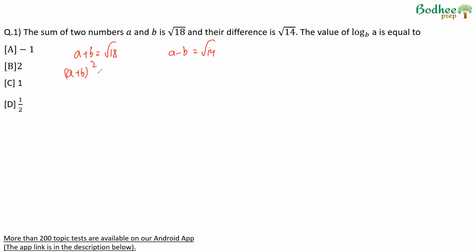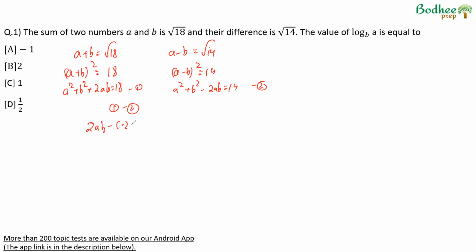A plus b whole squared is equal to 18, which means a square plus b square plus 2ab is equal to 18. And a minus b whole squared is equal to 14, which means a square plus b square minus 2ab is equal to 14. A square will not help me. I would rather work with the ab terms. If this is equation 1, this is equation 2, I am subtracting 2 from 1. So a square cancels, b square cancels, 2ab minus of minus 2ab will give me 4ab, and 18 minus 14 gives 4, which means 4ab is equal to 4, or ab is equal to 1.